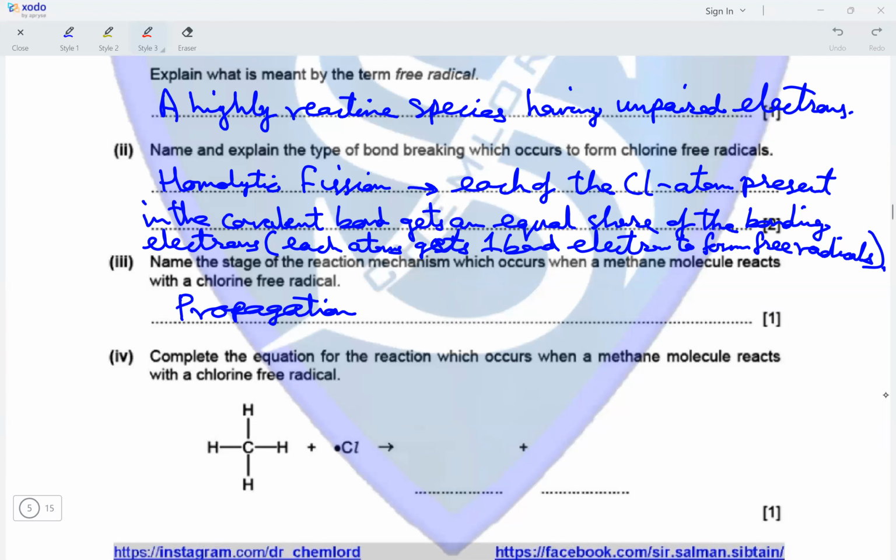Complete the equation for the reaction which occurs when a methane molecule reacts with a chlorine free radical. So the chlorine free radical attacks the C-H bond, breaking it homolytically, producing a methyl free radical and converting itself into a molecule of HCl. So we end up with a methyl free radical and HCl.